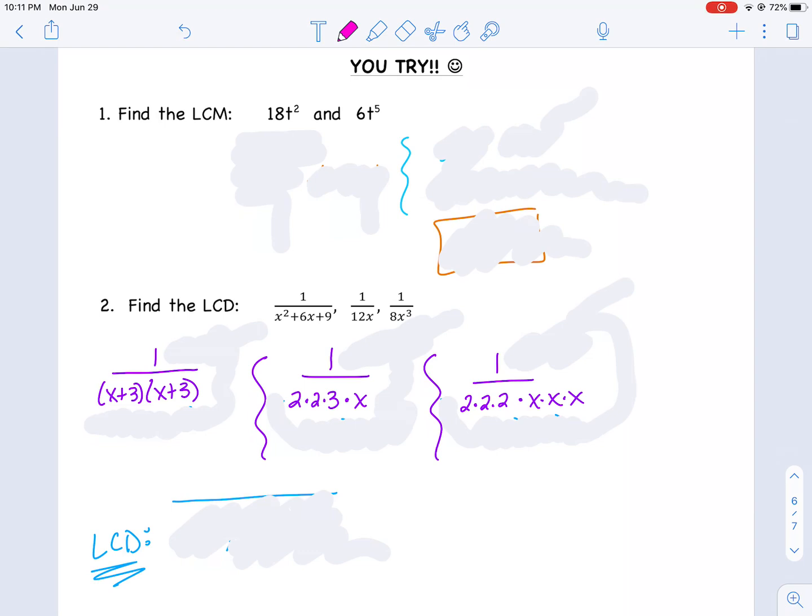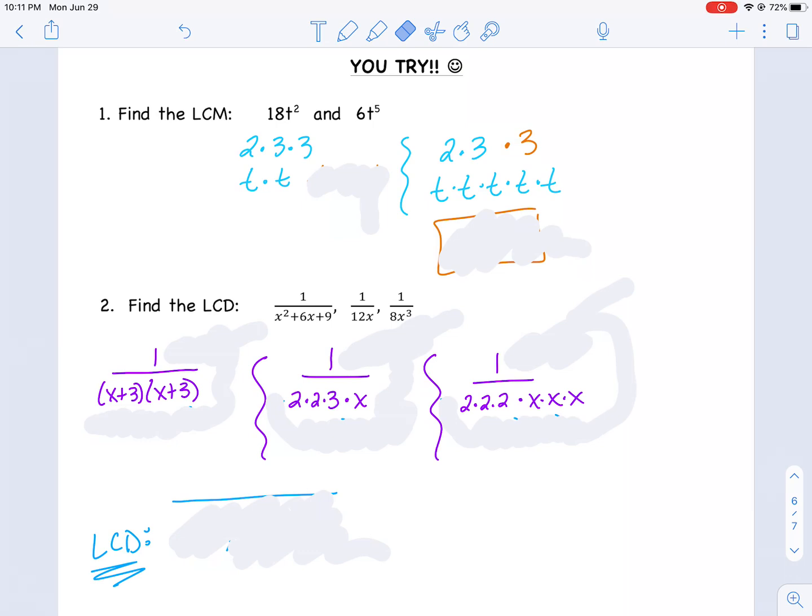All right, the first one. I broke the 18 down into 2 times 3 times 3, and then I also have a t squared, or t times t. The second one, I broke down into 2 times 3, that's 6, and then I have 5 t's. But remember, they all have to have the same stuff, a common multiple. So, what number is the second one missing that the first one has? Looks like it's missing a 3, right? So now they both have a 2 and two 3's.